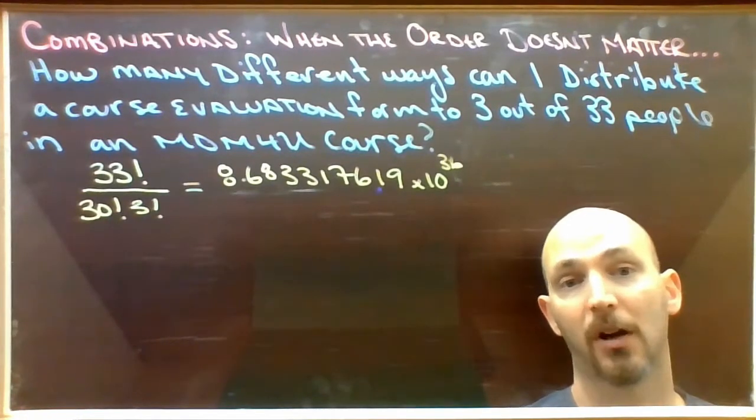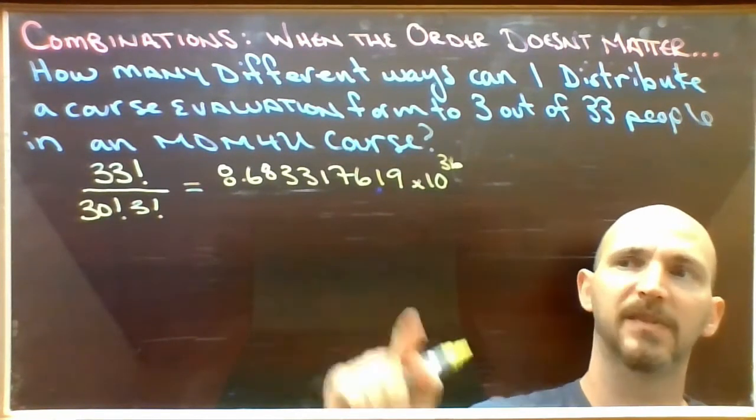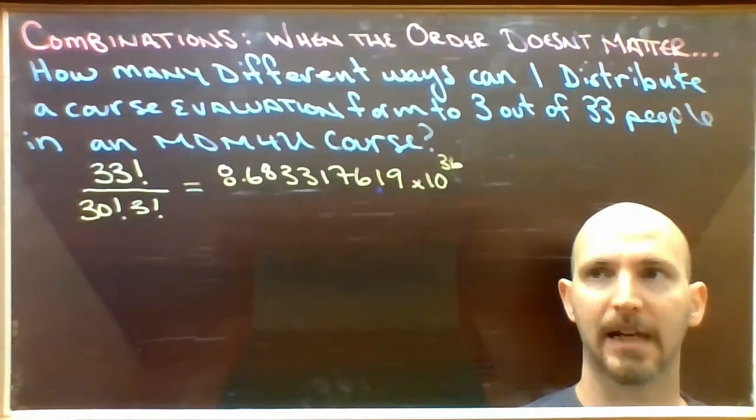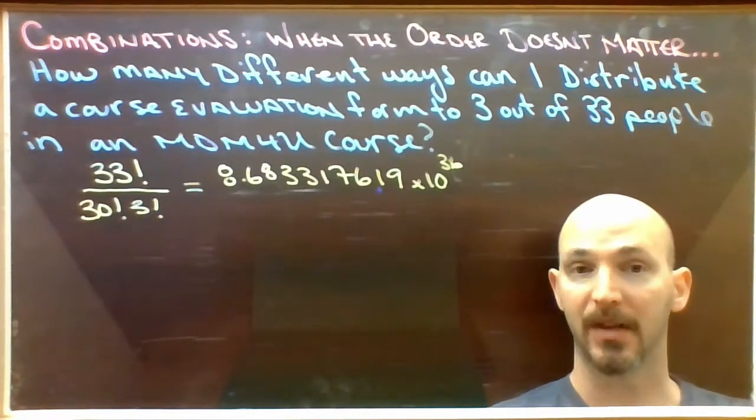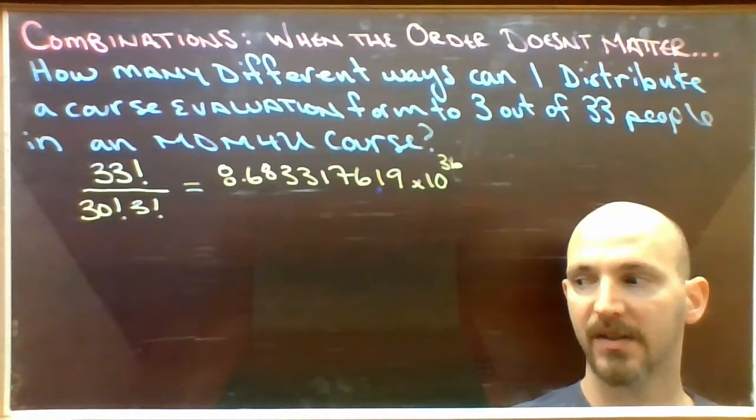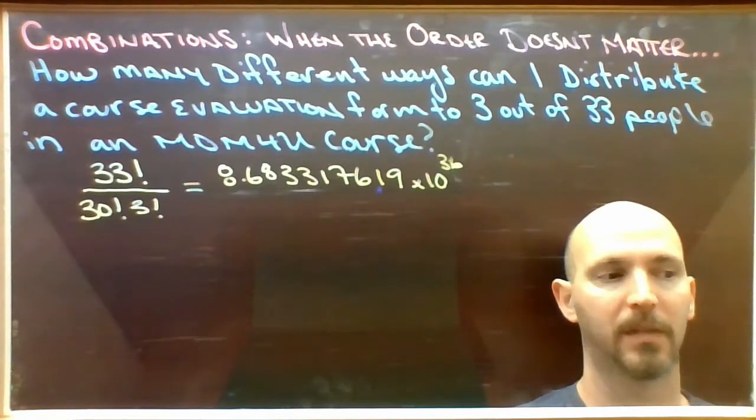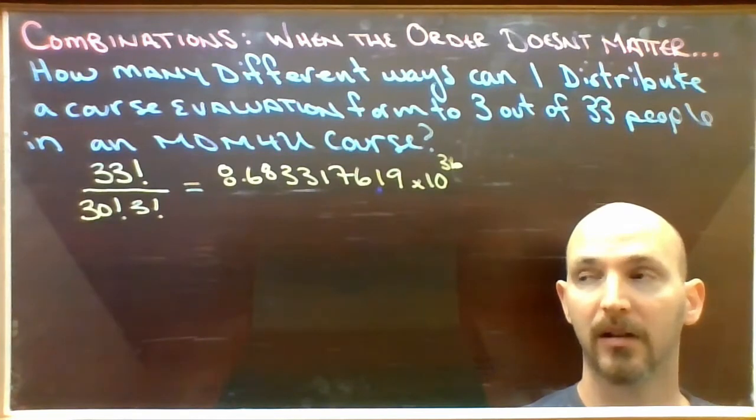So that number is so large that it had to be rendered in scientific notation. 8.68 something something times 10 to the 36. So just how big is that? Well, if you've taken chemistry, then you've done Avogadro's number, which is the number of molecules in a mole of material. So if you were to take 1 gram of hydrogen, then there are 10 to the 23 molecules of hydrogen inside of that gram.